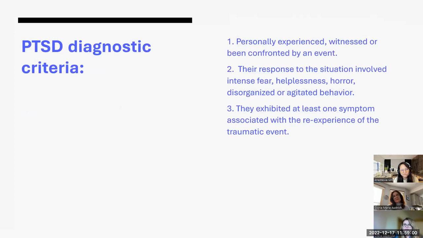Okay, so PTSD and depression are correlated very highly. PTSD obviously is from a traumatic event, and depression not necessarily, but if there's a trauma involved in a child's life, it's very important to get that information. Again, that's through your interviews. So the diagnostic criteria is that it's something that's personally experienced, witnessed, or a confrontation by an event. Their response to the situation involves intense fear, a sense of helplessness, horror, or disorganized or agitated behavior. And they exhibit at least one of these symptoms associated with the experience of a traumatic event.